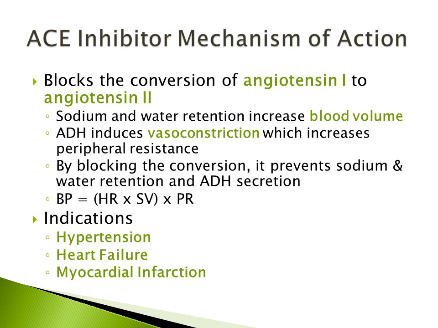Okay, so it blocks the conversion of angiotensin 1 to angiotensin 2. Sodium and water retention are going to increase blood volume, which increases your peripheral resistance. So by blocking that conversion, you decrease the amount of blood volume retained. The other thing it does is block ADH, and ADH naturally induces vasoconstriction, which increases peripheral resistance, plus it causes water and sodium retention. So your ACE inhibitors also block the ADH from occurring. So it's going to result in vasodilation and decreased blood volume, decreased resistance, decreased blood pressure.